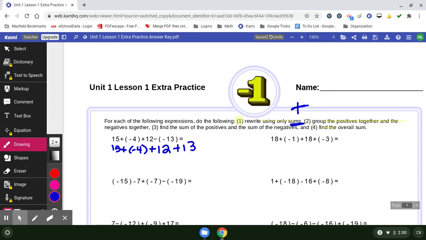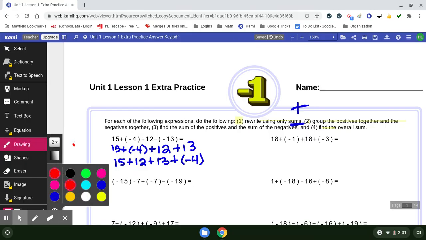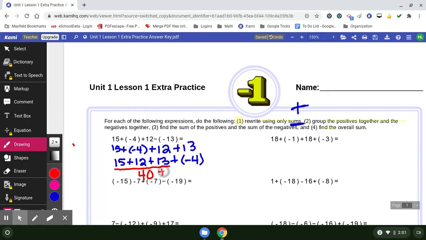That's the first step. Now I'm going to go to 2, put the positives together and the negatives together. So there's 3 positive numbers, 15 plus 12 plus 13, and there's 1 negative, -4. And now I'm going to sum the positives and the negatives. So 15 plus 12 plus 13 is 40. And the negatives are already added together. And then 40 plus -4 for a final answer of 36.